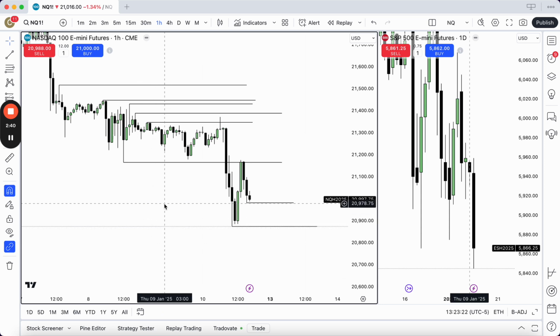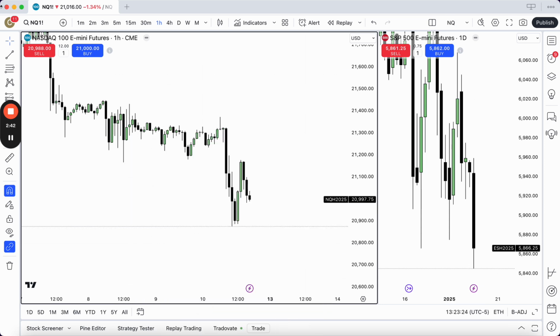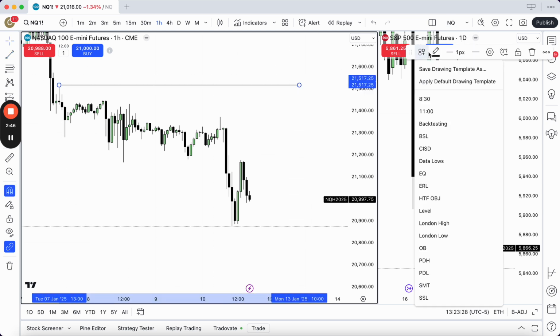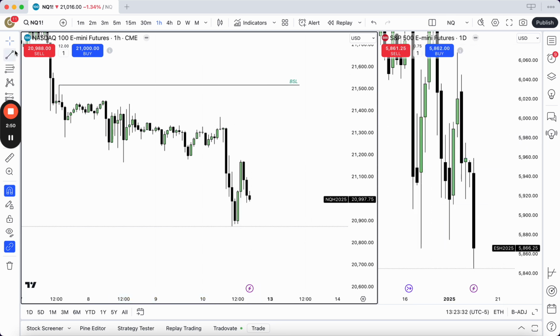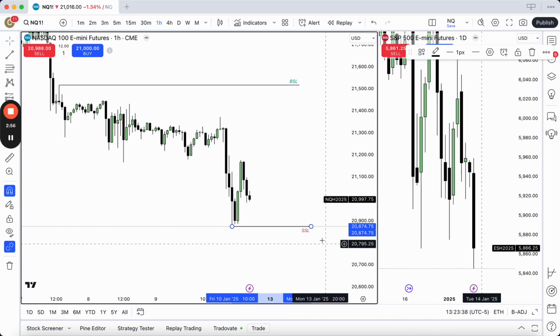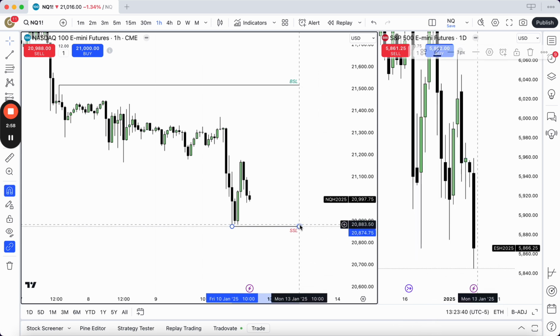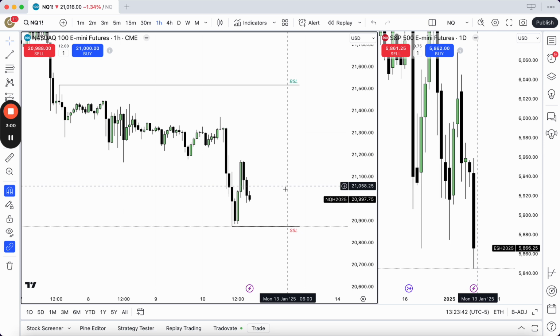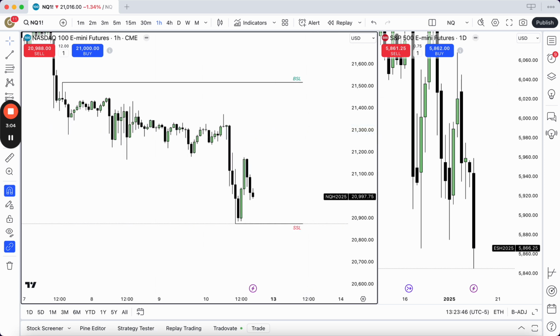Buy side liquidity is at the top of the range. These are where all the buy stops are. So this is buy side liquidity, and sell side liquidity is at the bottom of the range. Whenever I mention sell side liquidity or buy side liquidity, I'm referring to highs and lows: sell side liquidity when I'm referring to lows, buy side liquidity when I'm referring to highs.